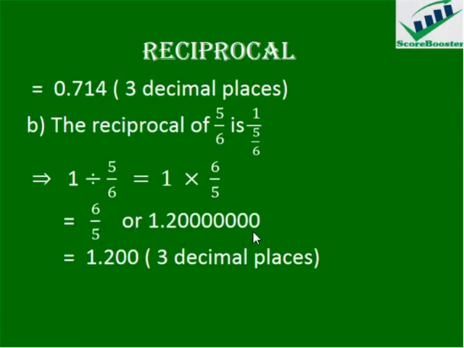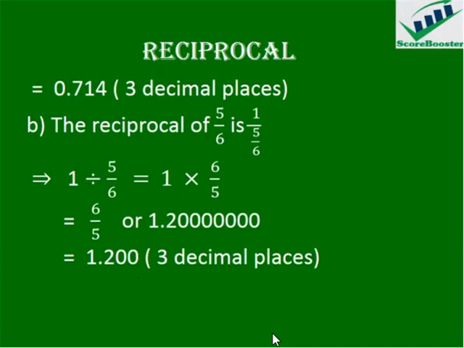1.20000. I know zeros after the decimal point are useless. So to 3 decimal places, you stop here. This is the first number after the decimal point, second, third. The number after the last number where you are supposed to stop is 0, and it's between 0 and 4, so you consider it as 0, and the last number 0 plus 0 is going to be 0. So we have 1.200 to 3 decimal places. Therefore the reciprocal of 5/6 to 3 decimal places is 1.200. It can also be written as 1.2 because zeros after the decimal point are useless. So those are the answers to the questions.